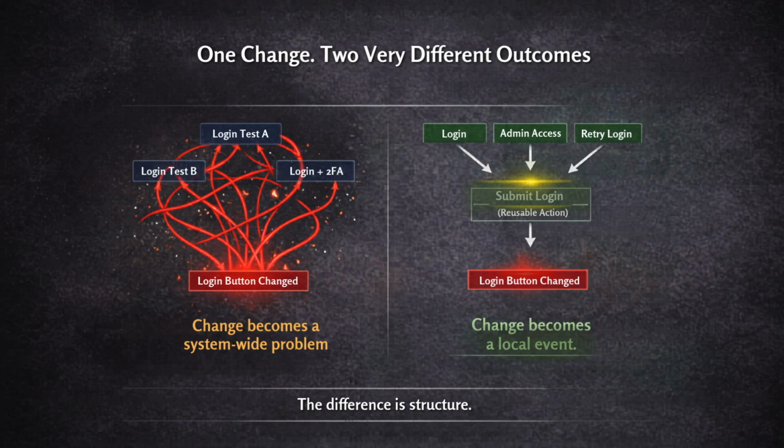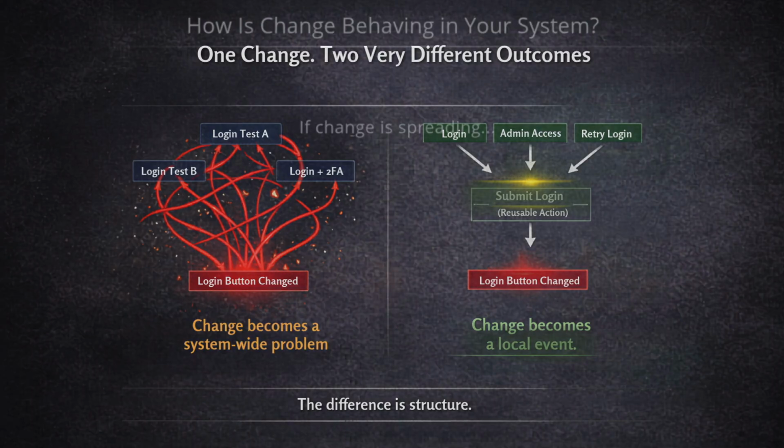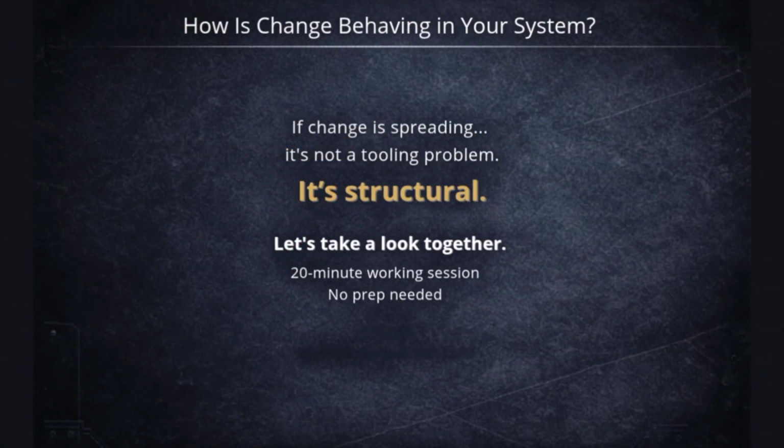Now on the right, login is defined once as a reusable action. Everything flows through it. So when the login button changes, you fix it once. Better yet, you know exactly where to find it. Change becomes a local event. Same system, different outcome. So the real question isn't what tool you're using, it's how change behaves in your system. When something changes, does it spread or is it contained?